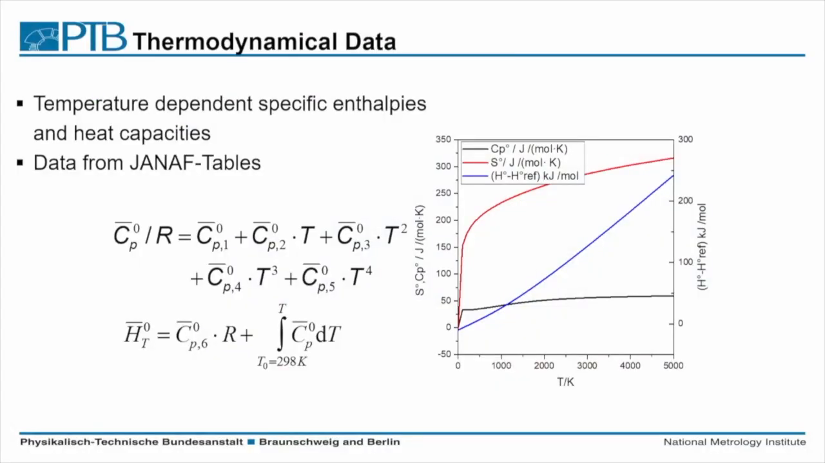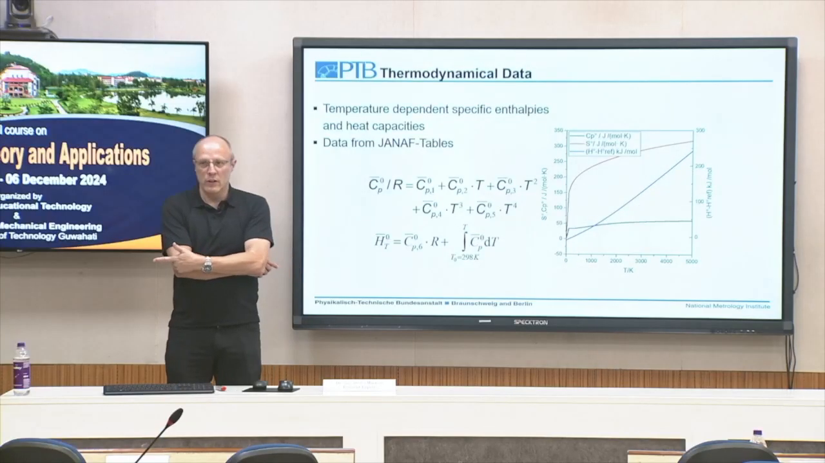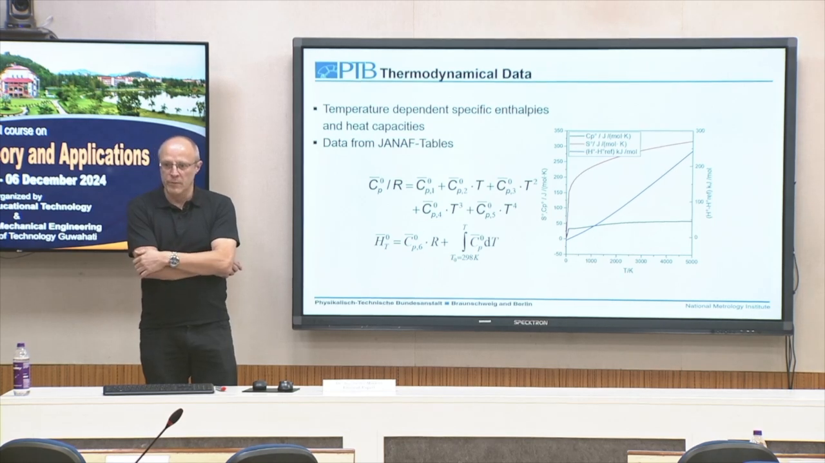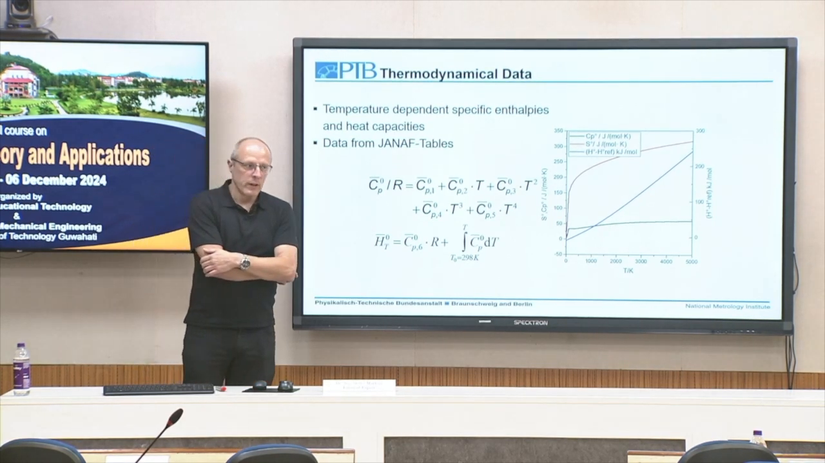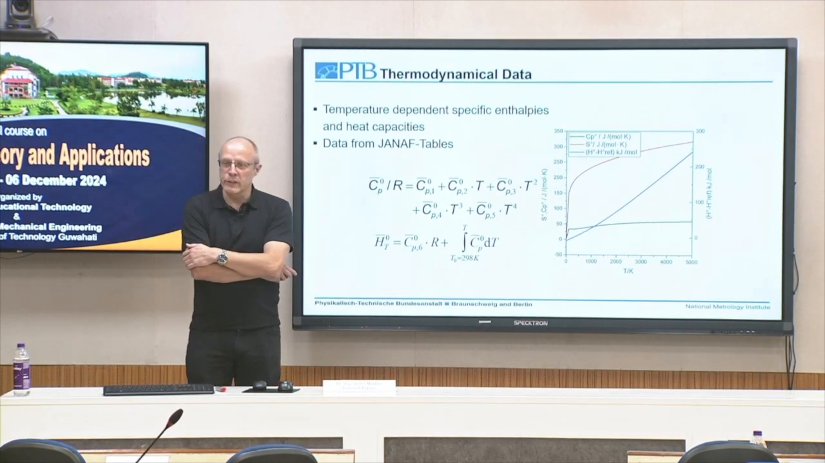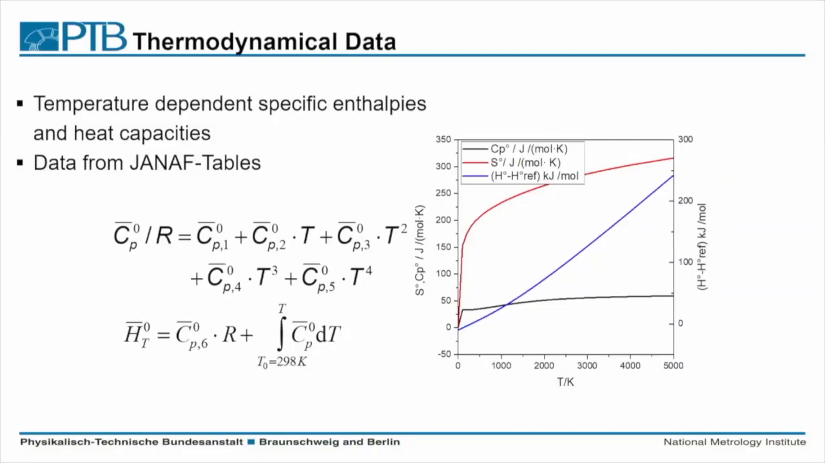So what is the background of these thermodynamical data? We talk about heat capacity, enthalpy, and entropy. And these quantities we need to know over a broad temperature range. We are talking about reacting flows, so we have a change of several thousand Kelvin in temperature within our flame. And of course, we need to know the quantities at specific temperatures.